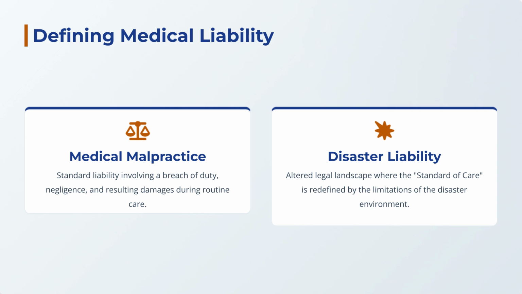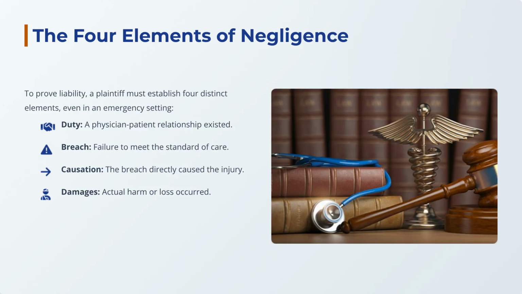Medical liability is defined by two key concepts: medical malpractice, which involves standard liability during routine care, and disaster liability, where the standard of care is redefined by the disaster environment's limitations. To prove negligence, a plaintiff must establish four elements: duty, breach of the standard of care, causation of injury by the breach, and actual damages or loss.